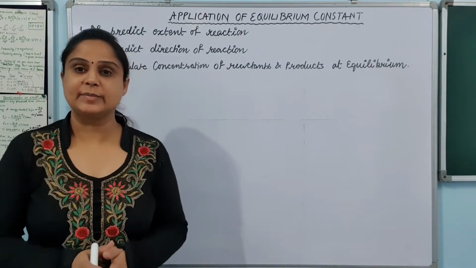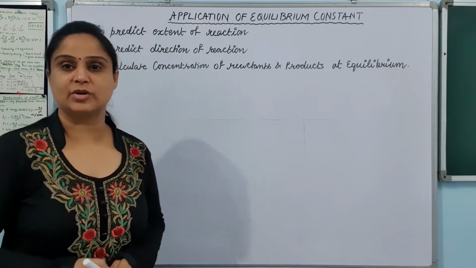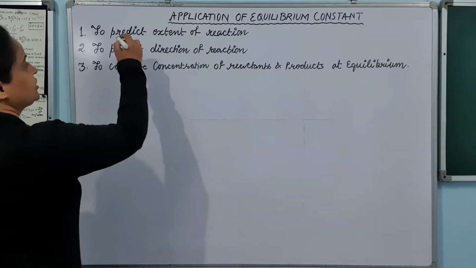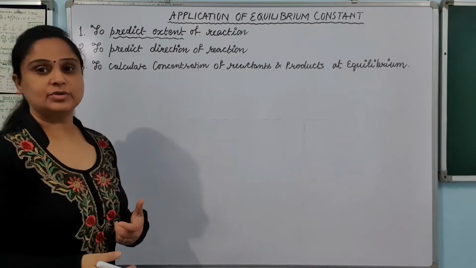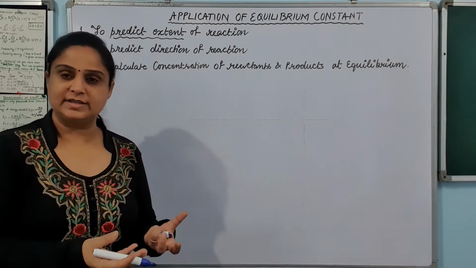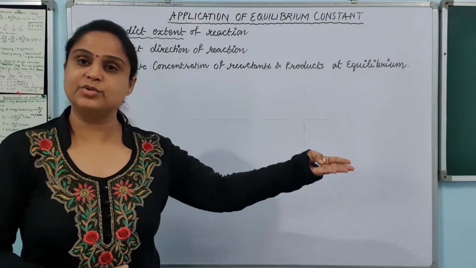Now I am taking all the applications one by one so that you can better understand how to apply this knowledge of Kc. So I am starting with the prediction of the extent of reaction. How do we come to know? By knowing the magnitude of Kc. जितना ज़्यादा Kc उतना ही ज़्यादा reaction has been forwarded to make the product.